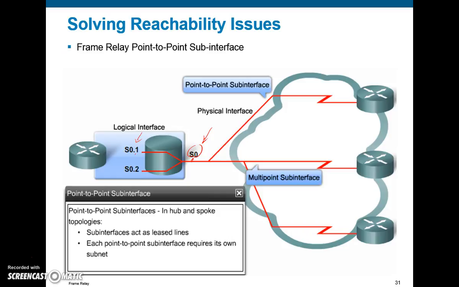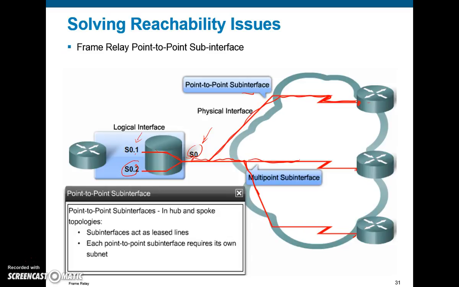Let's say for S0.1, I decided to create a point-to-point link. So S0.1 is physically connected to another point. This is a point-to-point sub-interface. Or I can create a point-to-multipoint. Let's say for S0.2, I connect this sub-interface to, again, a multipoint sub-interface. So this S0.2 is connected to multiple destinations.